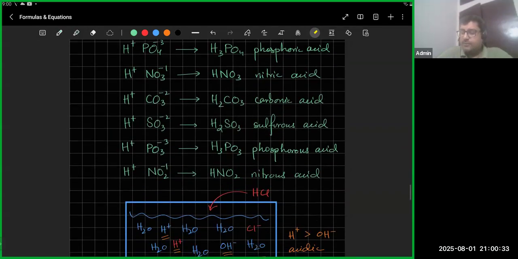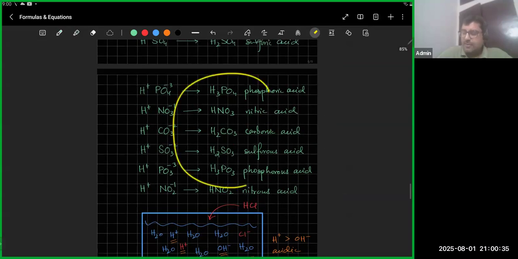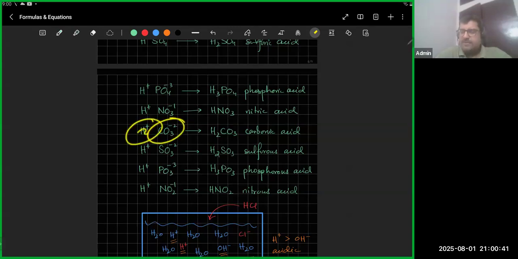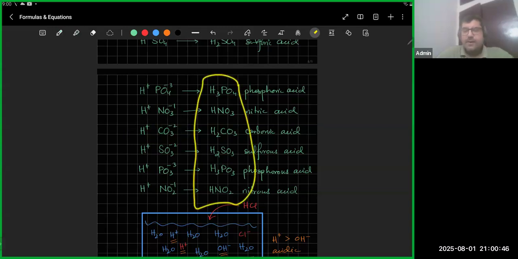So this was another list that you had to remember. You had to remember these names, and you had to remember the formula. You can't obviously go on and start making them because you don't have enough time. So it's better to remember all these formulas of acids.